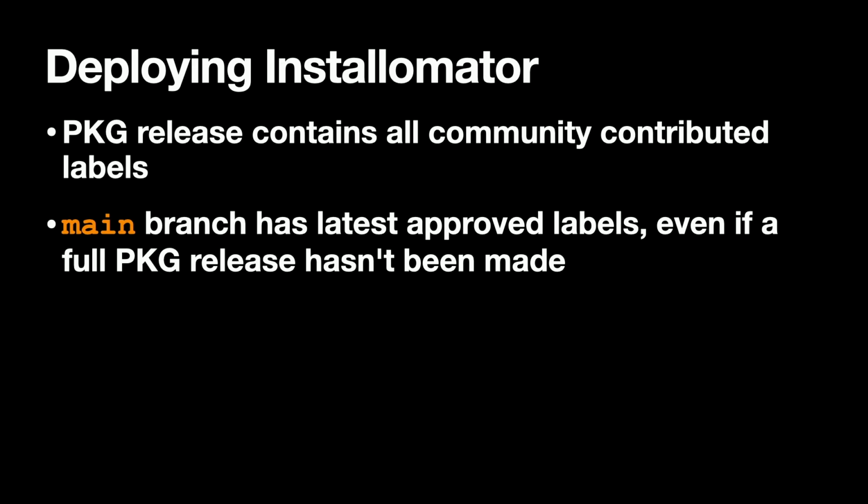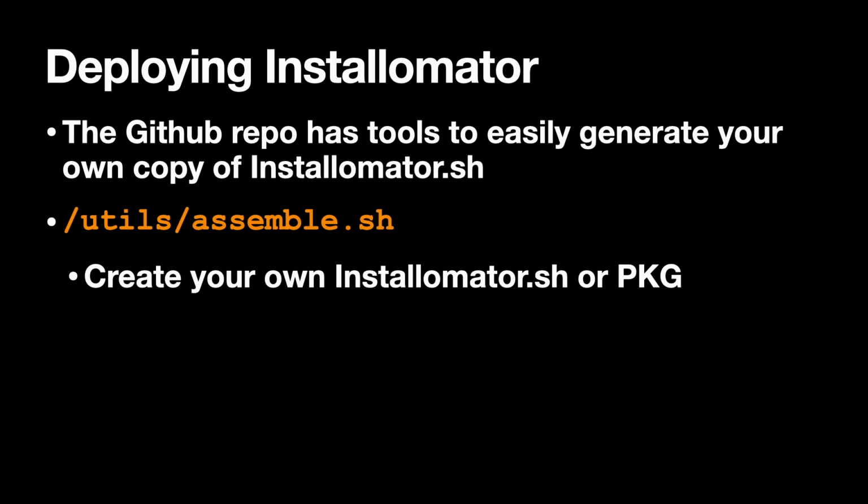To get Installomator itself, there's a package on the releases page of the GitHub, and that package will give you the latest approved labels as of the time of that release. The main branch on GitHub, which is the default one you'll get to if you just go to the repository, has a newer version of Installomator with any labels that have been accepted, approved into the project since that last package release. And so you might want to look at those dates to determine what you want to do, if you want to use the package or if you need to repackage it yourself or rebuild it yourself.